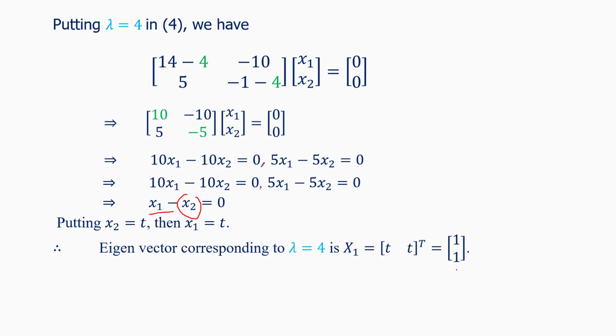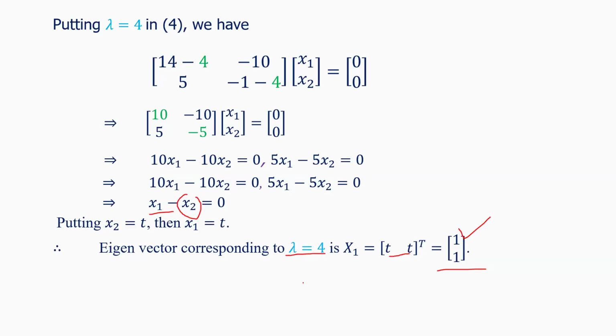I have already said that corresponding to one eigenvalue, lambda equal to 4, we get infinitely many eigenvectors. Because t is a real number, if we put t equal to 1 we get one eigenvector, and if we put t equal to 2, 3, 4, 5, and so on, we get others. Since we have infinitely many real numbers, we get infinitely many eigenvectors. Hence, the eigenvector corresponding to lambda equal to 4 is (1, 1).